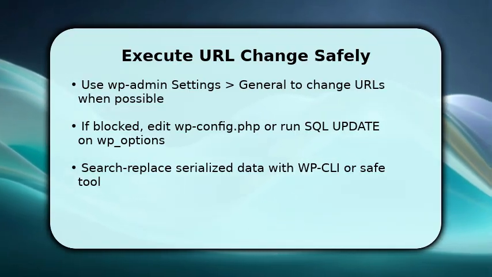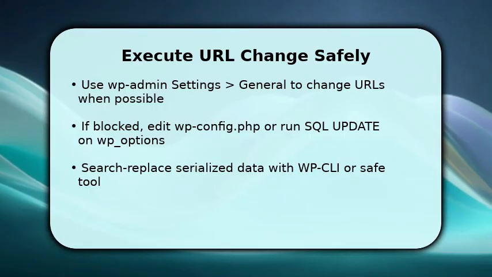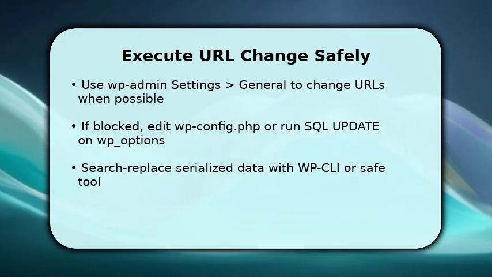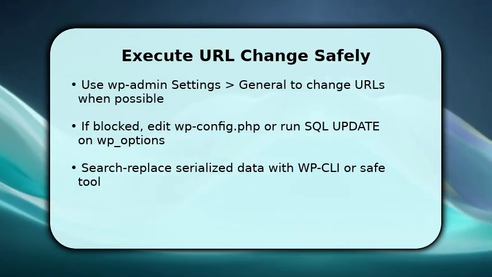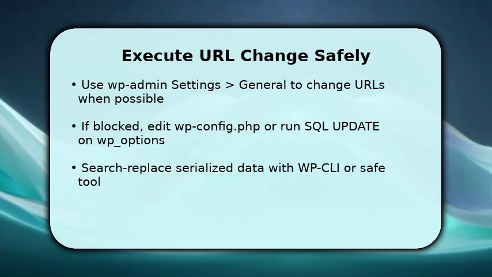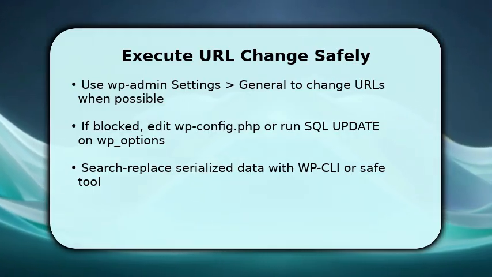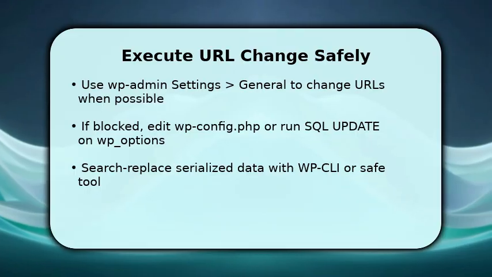Once done, use WP-CLI or a serialization-aware search replace tool to update internal links and serialized data, because naive find and replace breaks serialized entries. Make sure to clear caches after replacements.